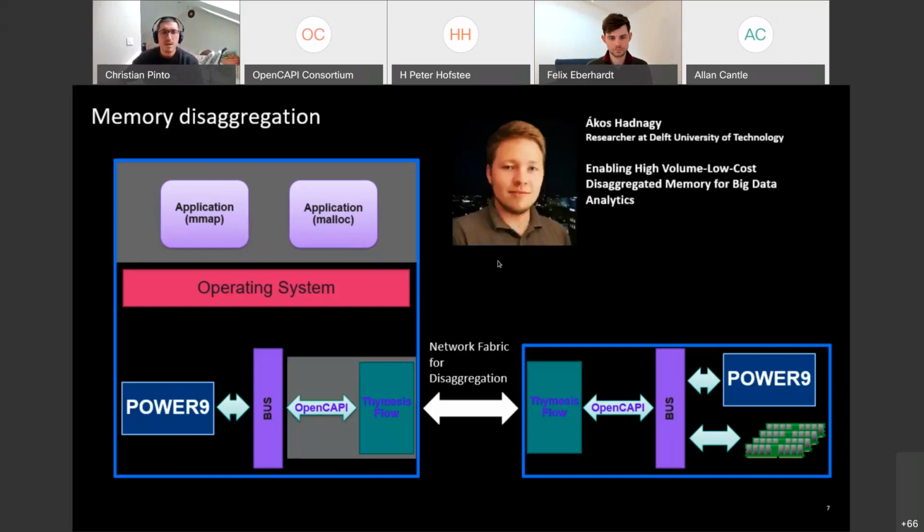And finally, we'll have Akos Hadnagy. He's a researcher at the TU Delft in the Netherlands. He's interested in digital design and accelerated computing in general. And in his talk, he will drive us through how to exploit memory disaggregation for big data analytics, and he will also describe some changes and enhancements that they are doing to the ThymesisFlow prototype. They are contributing to the ThymesisFlow prototype for enabling their work.